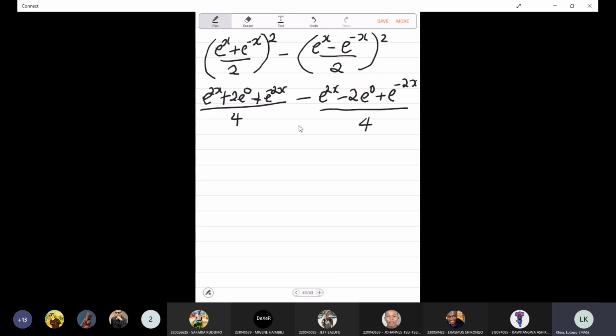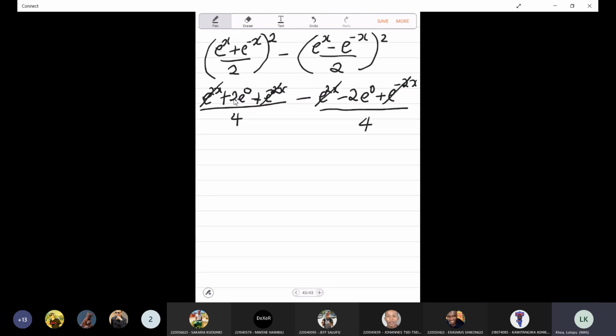So our denominators are the same, so we can add the two fractions together. So e to the power of 2x minus e to the power of 2x, that will be 0. So these two will cancel each other out because one is positive, the other one is negative. And then e to the power of minus 2x minus e to the power of minus 2x. So one is positive, the other one is negative. They will cancel each other out.